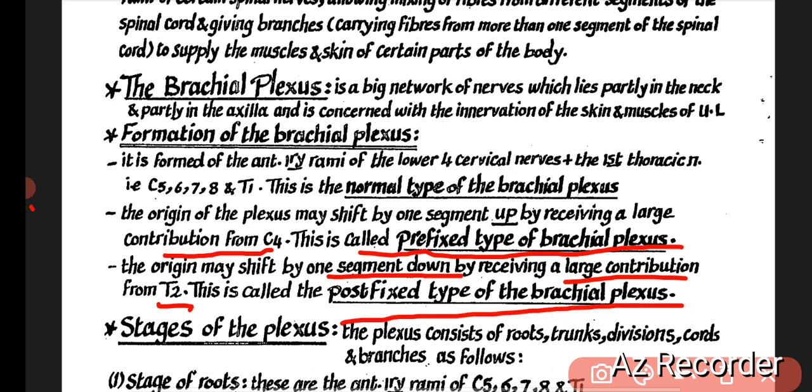Normally, the brachial plexus originates from C5 to T1, but when there is a shift one segment up, receiving a contribution from the C4 part, that is known as the prefix type of brachial plexus. And when it shifts one segment down, that is from T2, that is called the post-fixed type of brachial plexus.